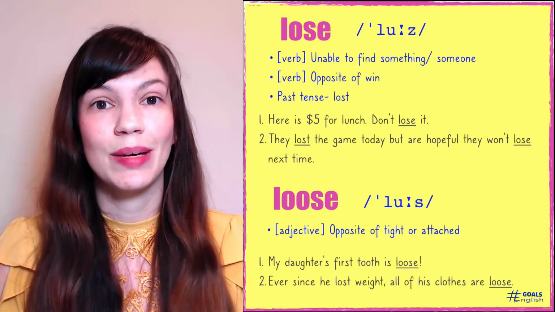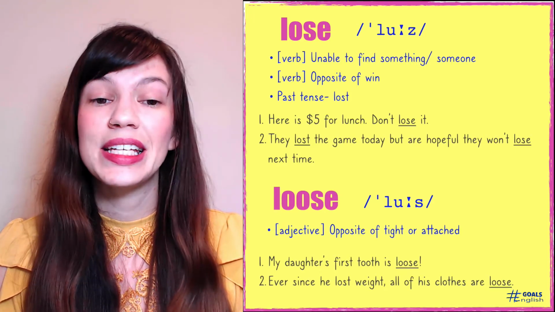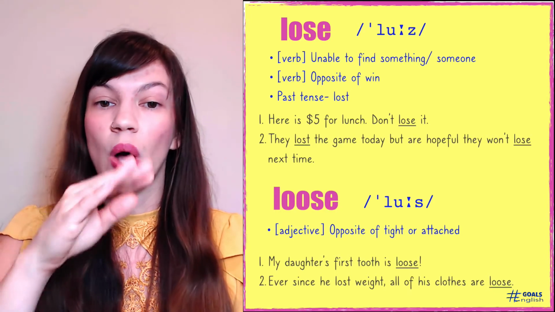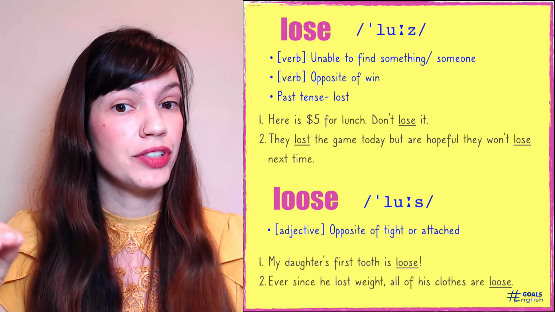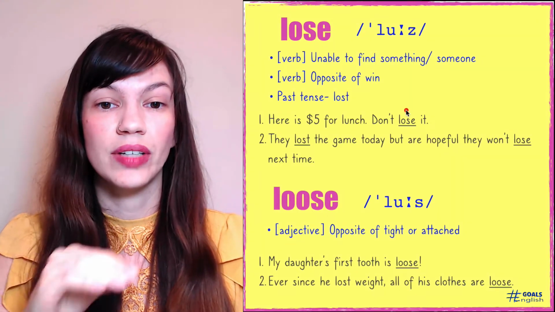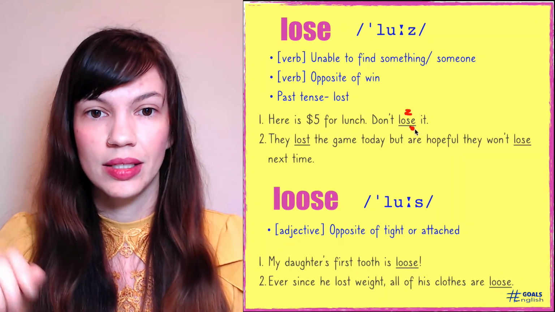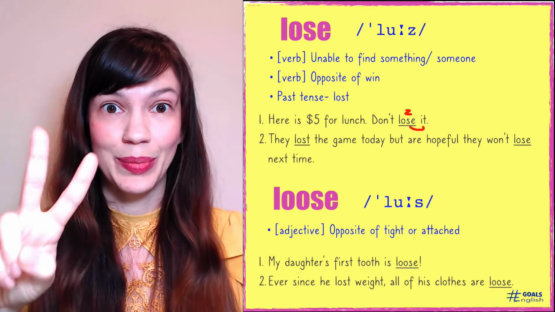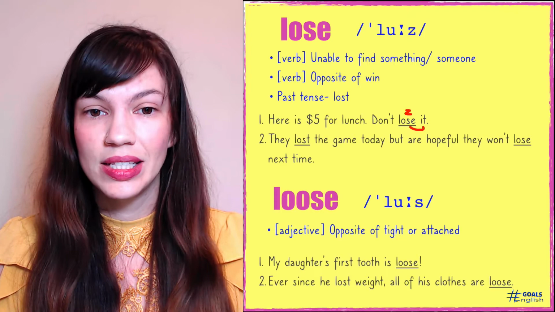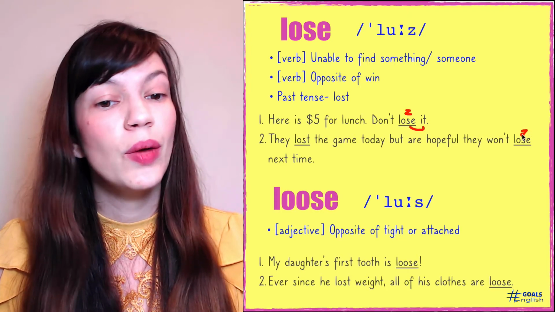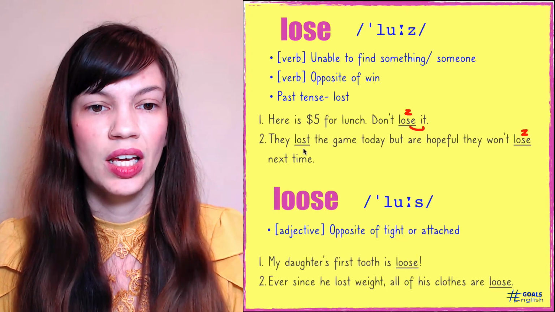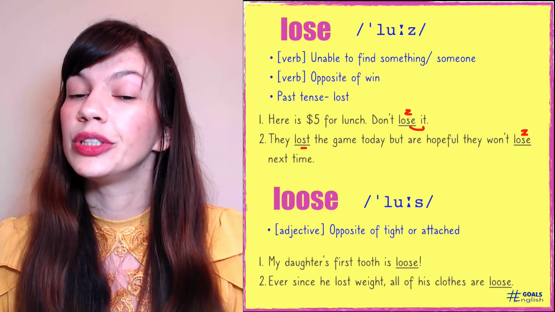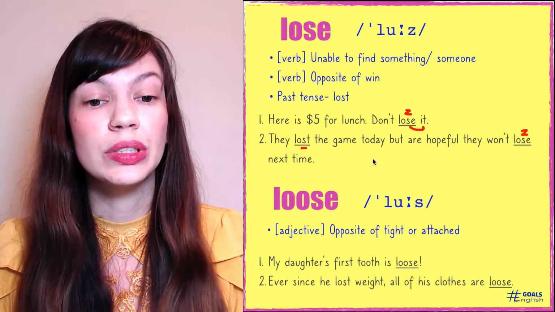So let's look at our example sentences. Here is $5 for lunch. Don't lose it. And so oftentimes if we have a vowel after, we're going to link that Z sound, right? Lose it, zit, lose it. Don't lose it. Number 2, they lost the game today, but are hopeful they won't lose next time. So here we have S, lost, but on lose, Z, lose.